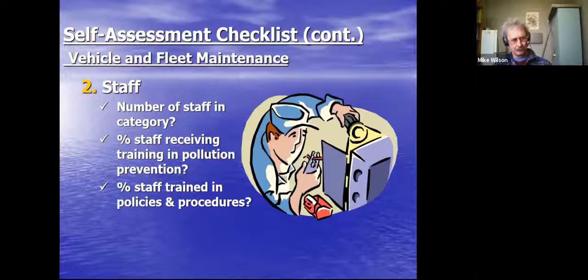Number 2, the number of staff in each category, the number of staff receiving training in pollution prevention, and the percentage of staff trained in policies and procedures.